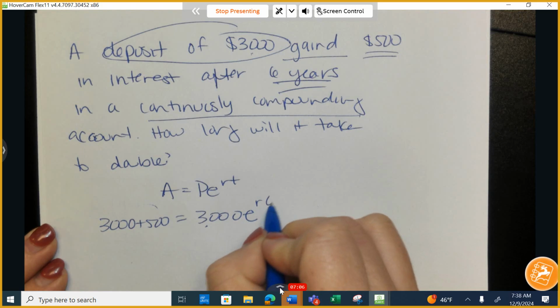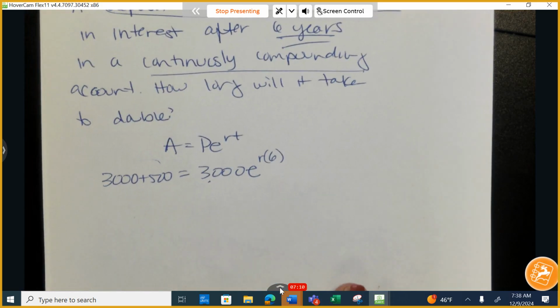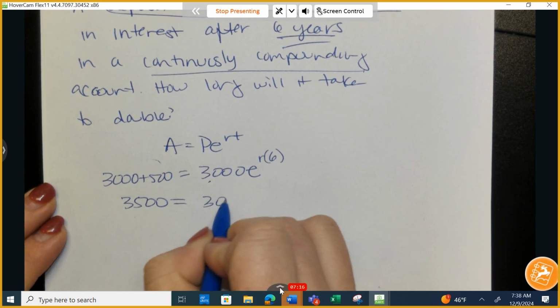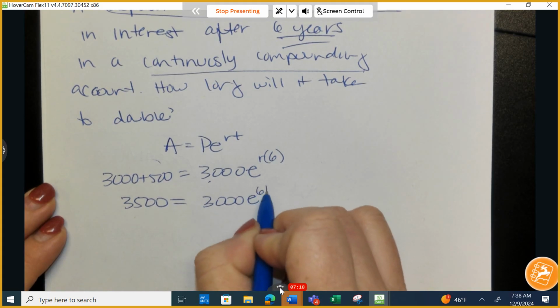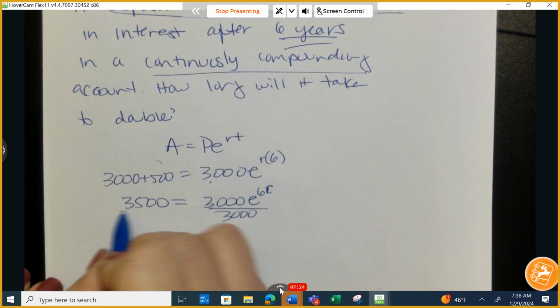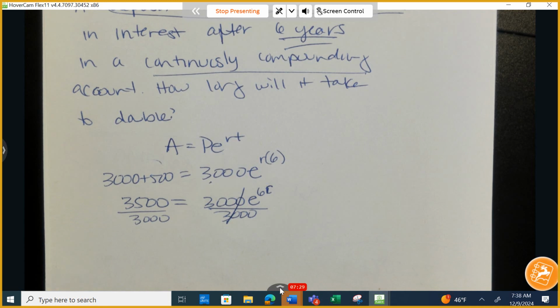Now, how long does that take to occur? It takes 6 years to occur. Time is always within years. So the first thing I want to do is figure out what is the rate. So I have 3,500 equals 3,000 e raised to the 6r. I'm going to start by dividing by 3,000. And 3,500 divided by 3,000 is 1.16.